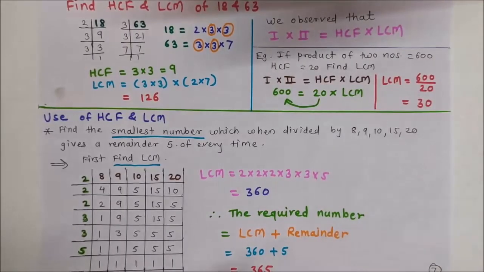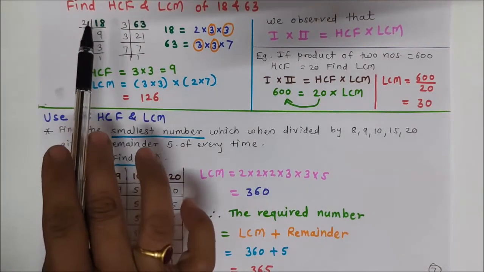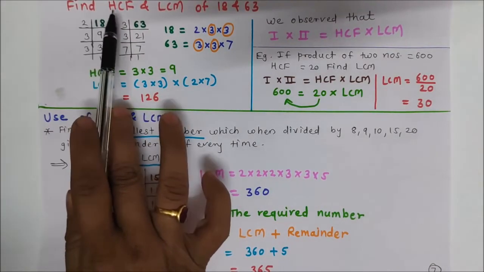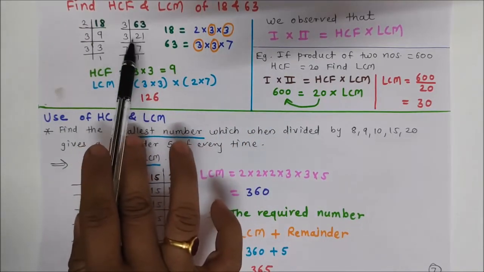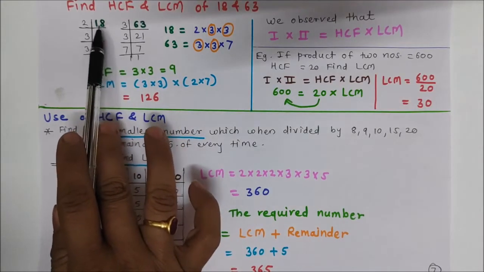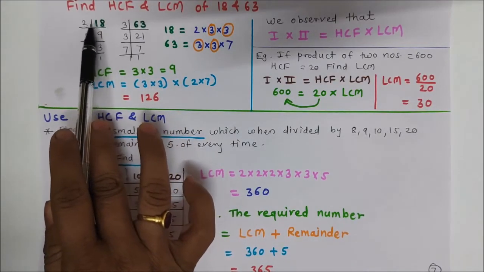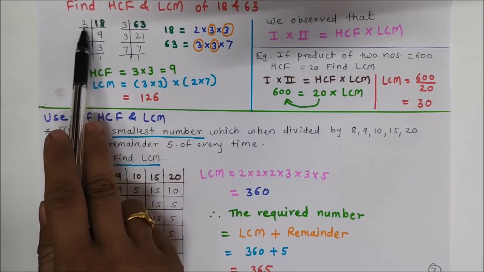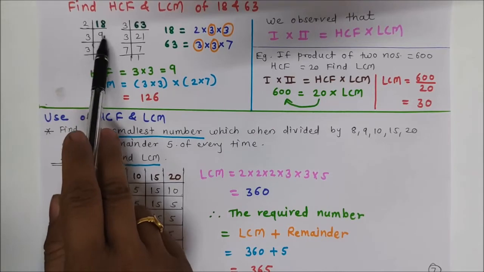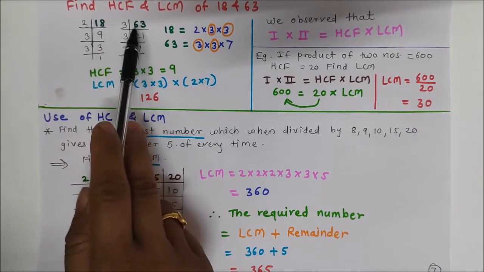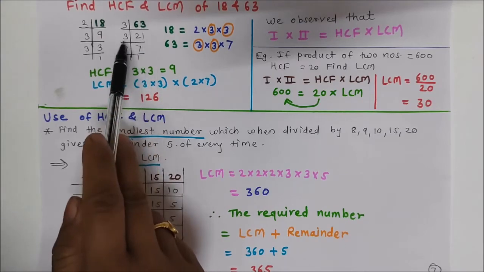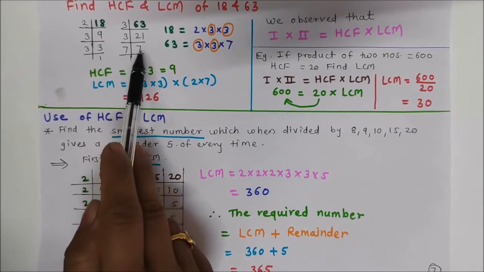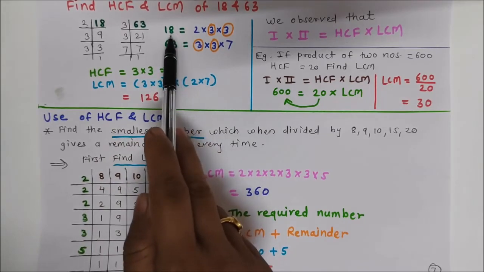Now we have to study one more example. Find the HCF and LCM of 18 and 63. Use the prime factorization method. First take 18. Here 18 is an even number, so divisible by 2. 2 9s are 18. Again 3 3s are 9, 3 1s are 3. Again find the prime factors of 63. 63 is divisible by 3. 3 2s are 6, 3 1s are 3. Here 3 7s are 21, 7 1s are 7. Write down the prime factors of 18 and 63.